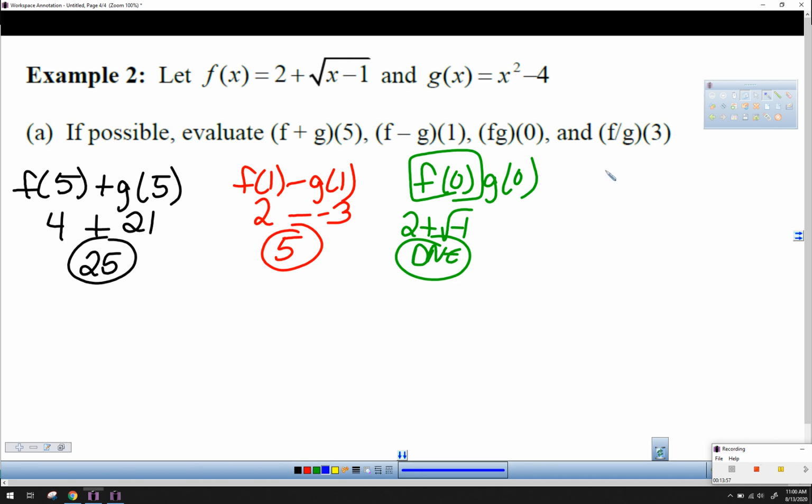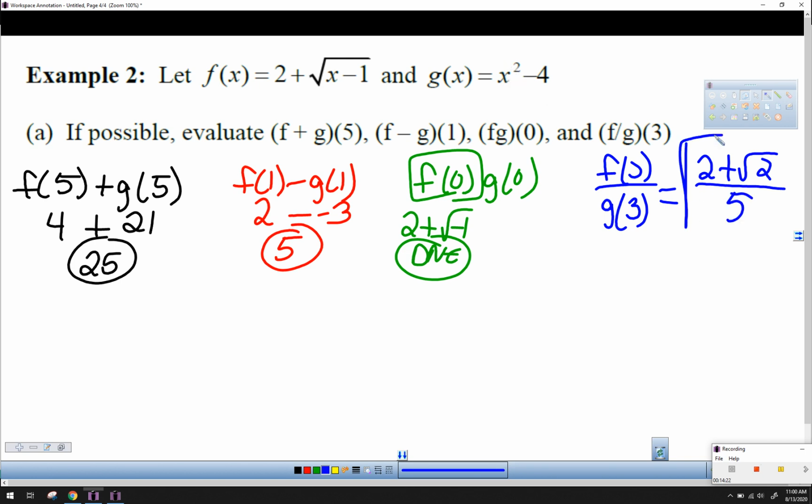And then f over g of 3 would be f of 3 divided by g of 3. So f of 3 would be 3 minus 1 is 2. There's no perfect square root of 2, so we can just leave it alone. So 2 plus the square root of 2 over, and then g of 3, 3 squared is 9, 9 minus 4 is 5. So I'd get 2 plus the square root of 2 over 5.